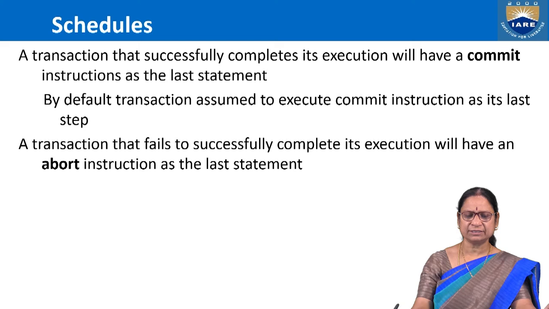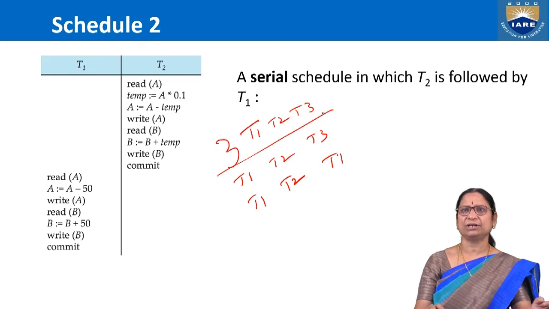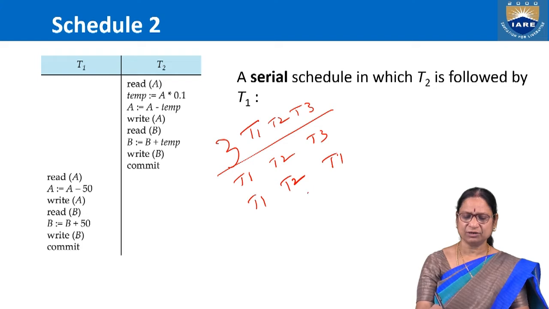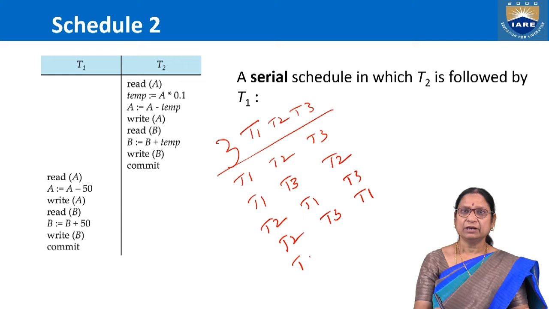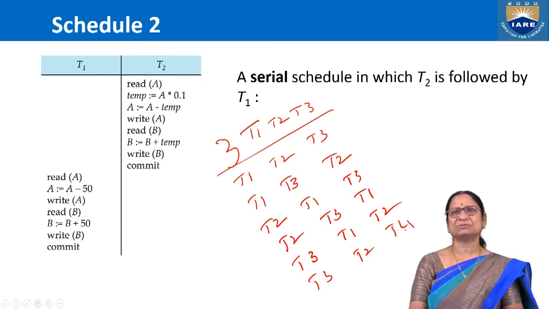So when you are using these schedule transactions, 3 transactions are there: T1, T2, T3. What are the possible serial transactions actually? T1, T2, T3; T1, T3, T2; T2, T1, T3; T2, T3, T1; T3, T1, T2; T3, T2, T1. These are the various possible orders.